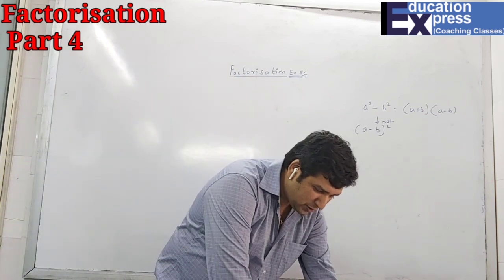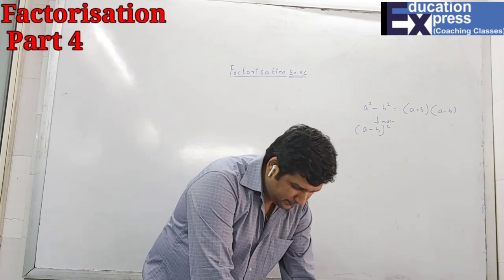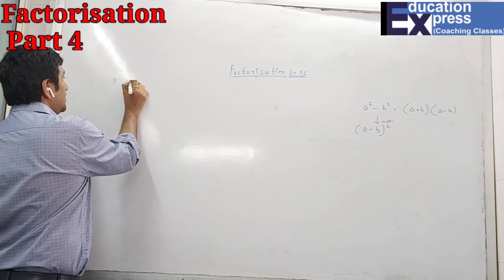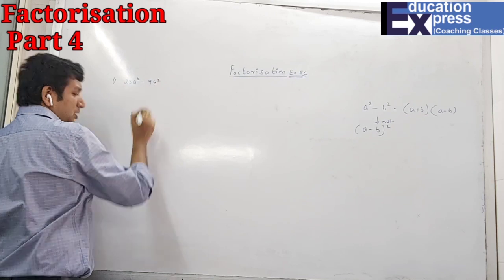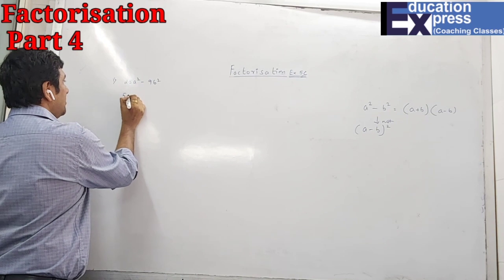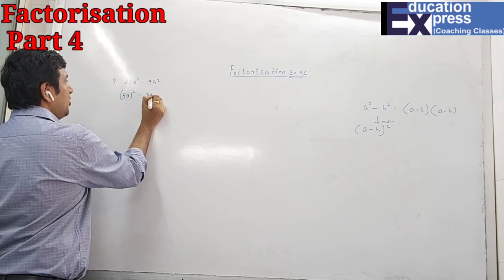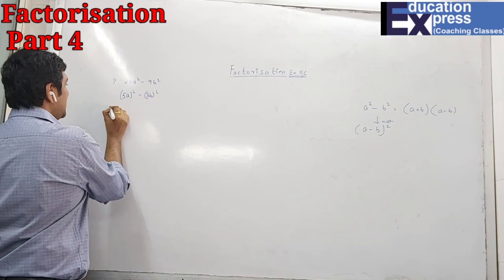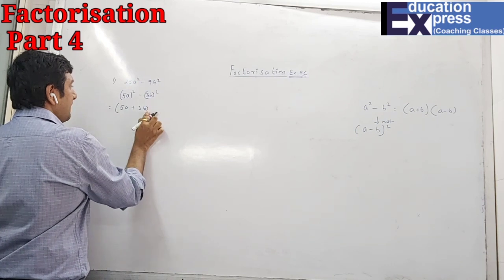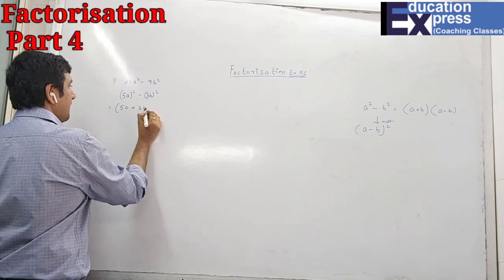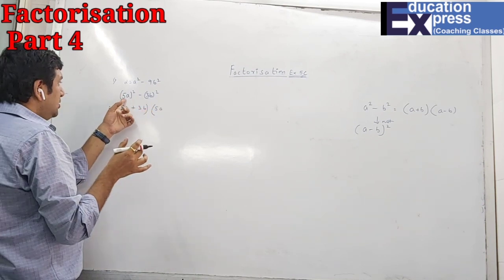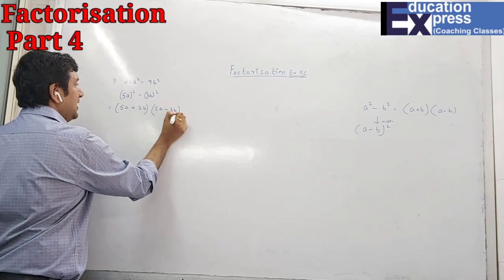Starting with the sum, the first question: 25a square minus 9b square. You can see that the first term and the second term both have perfect squares. This is a perfect square for 5a, and this is a perfect square for 3b. So a square minus b square is nothing but (a plus b) and (a minus b), with anything inside the bracket, and done.